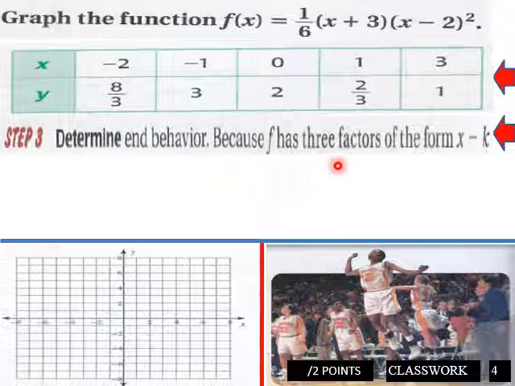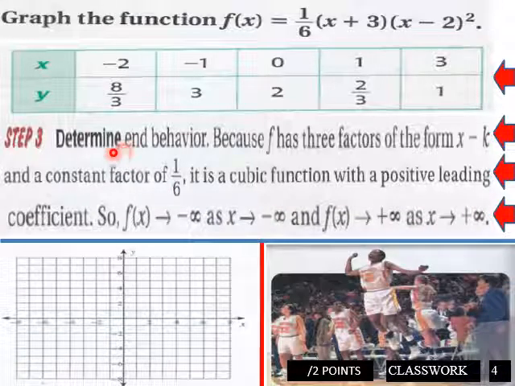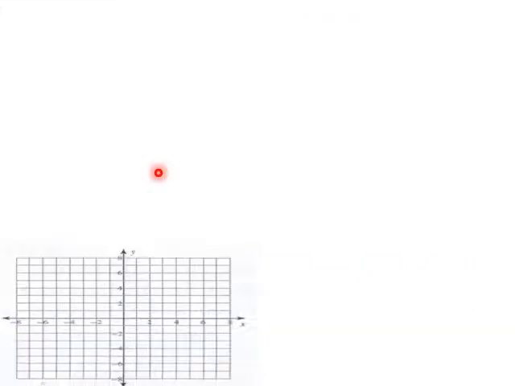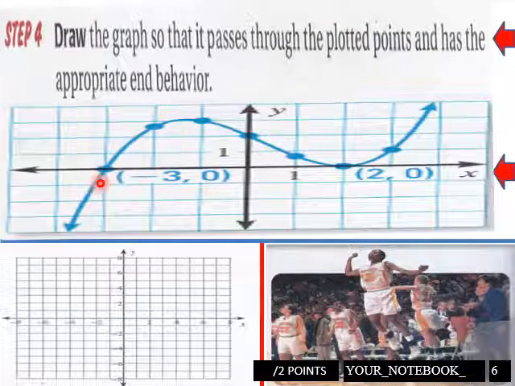Determine end behavior: because f has 3 factors of the form x minus k and a constant factor of 1 over 6, it is a cubic with a positive leading coefficient. So f of x goes to negative infinity as x goes to negative infinity, and f of x goes to positive infinity as x goes to positive infinity. Draw the graph so it passes through the plotted points. Here would be a plot of that previous function.